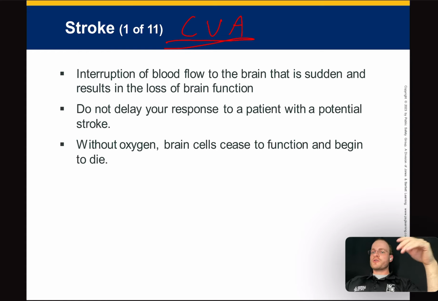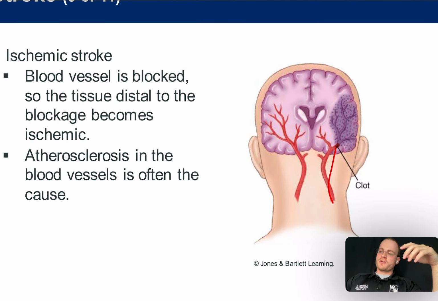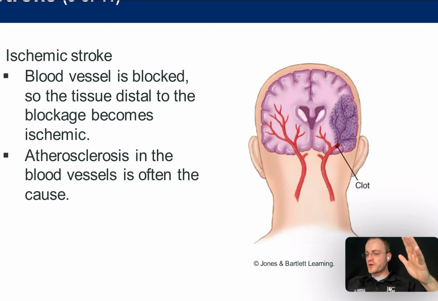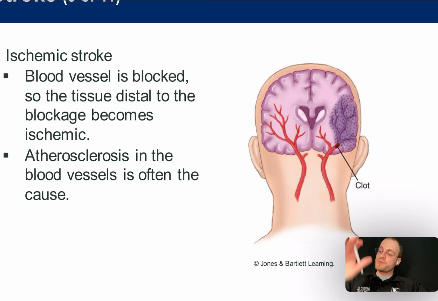So a CVA or a stroke is interruption of blood flow to the brain that is sudden and results in loss of brain function. And I'm going to show you what this looks like. So these are the carotids, right? And so what happens is if you have a clot, just like in the previous chapter, like a heart attack, right? If you have a blood clot that travels up here to the brain, or a thrombus, or a piece of fat, or whatever the story is, come up here to the brain and block off the highway, the area distal to the occlusion will die, right? So just like the heart, it will become ischemic. It'll be screaming and starving for oxygen, and then it will infarct.